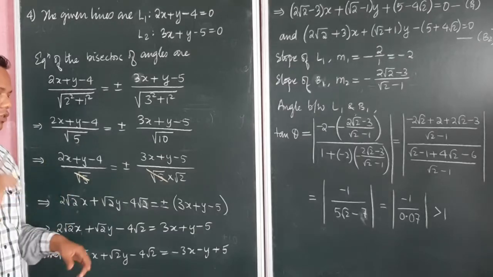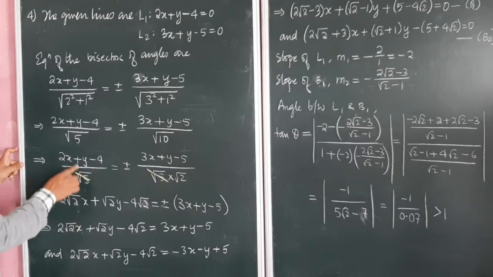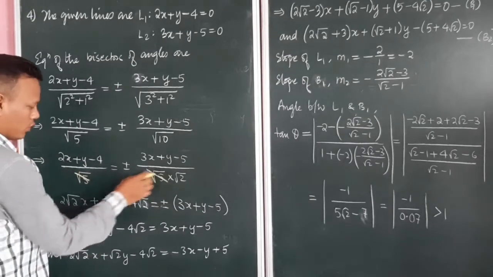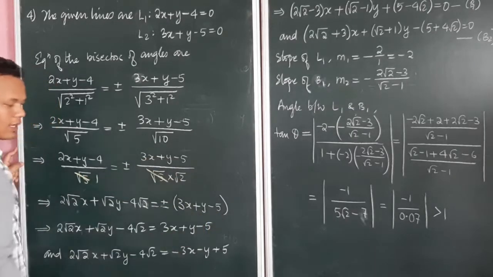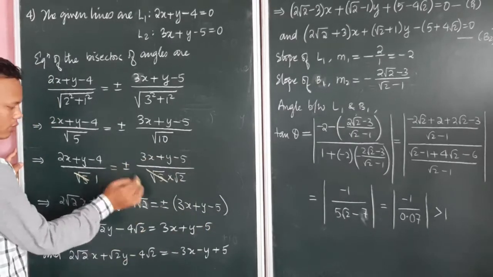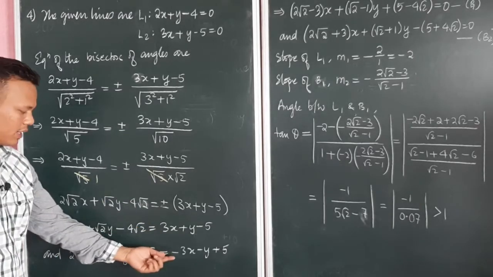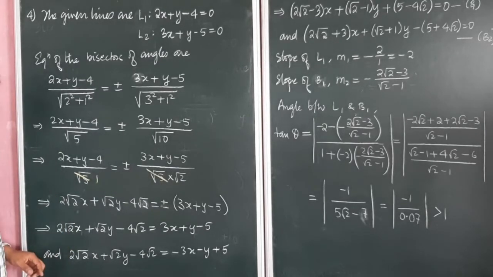Okay, so now let's do the cross multiplication. So root 2 into this becomes 2 root 2x plus root 2y minus 4 root 2, equals to, we don't have anything, that is we have got 1 out here, so 1 into anything becomes that much itself. Okay, so we have got plus minus as well. Now let me split it. So I have written only plus here and only minus out here. Okay, so there are two bisectors as you can see out here.